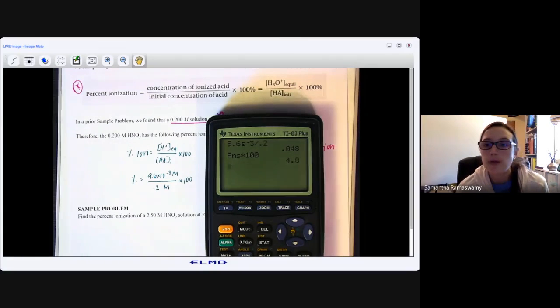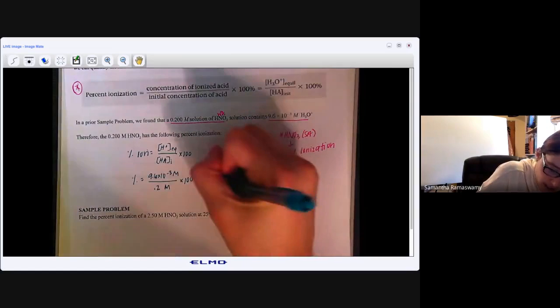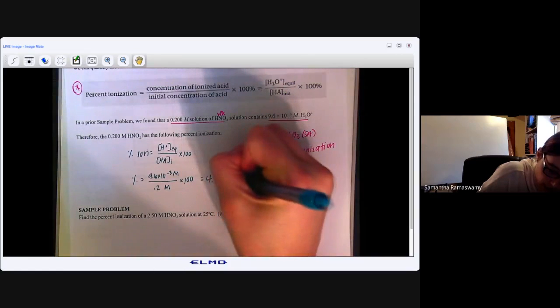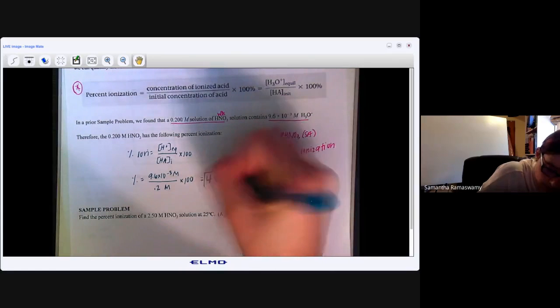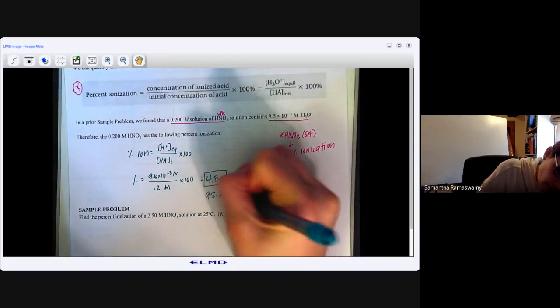4.8%. That makes sense. Weak acids should ionize less than 5%. Typically, the exception is HF. HF has a little bit higher percent ionization, around 13%. But most weak acids ionize less than 5%. So our answer here is 4.8%, which means that 95.2% do not ionize.